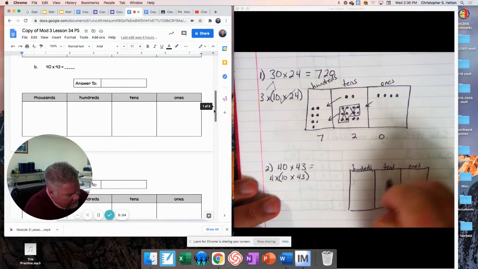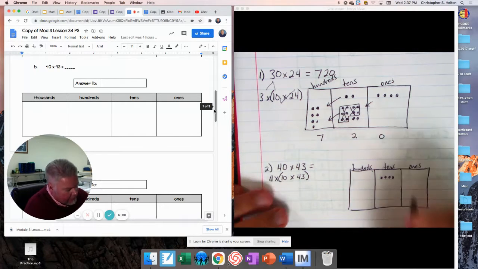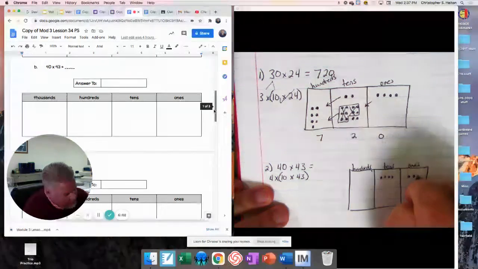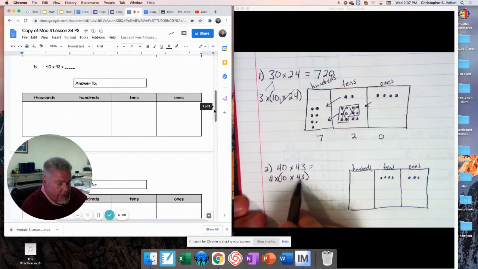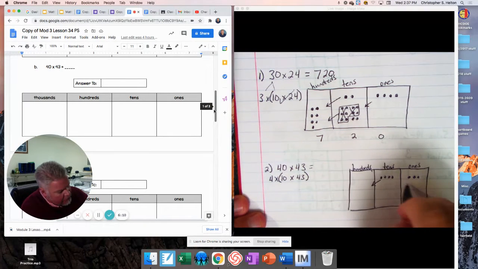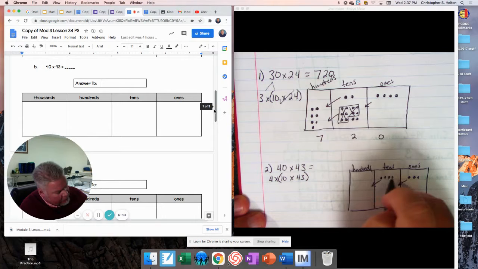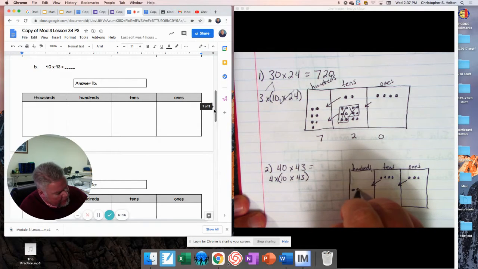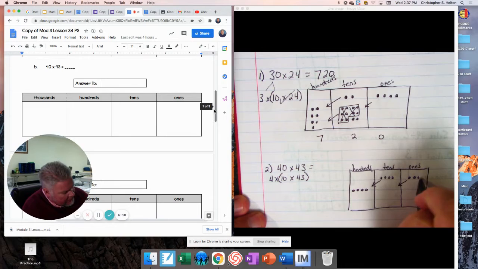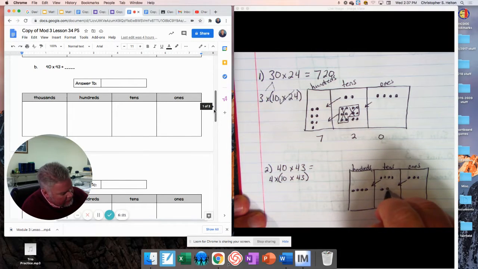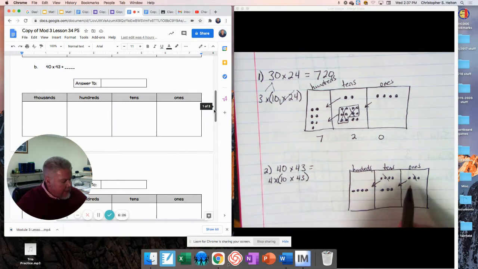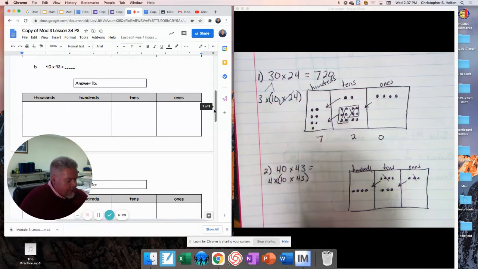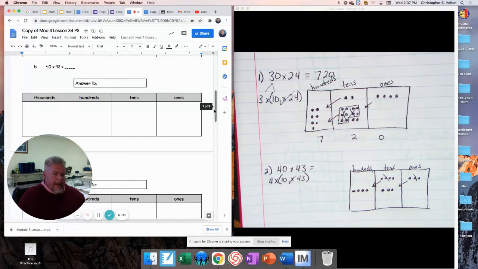Okay? It's 4 tens, 1, 2, 3, 4, and 3 ones, 1, 2, 3. But now remember we're doing 10 times 43, which means we shift them over one place value. So our 4 tens become 4 hundreds, and our 3 ones become 3 tens. Now we got rid of those. We've moved them over. So we did 10 times 43 represented on our place value chart. So that part's checked off, but now we've got to do 4 times that.